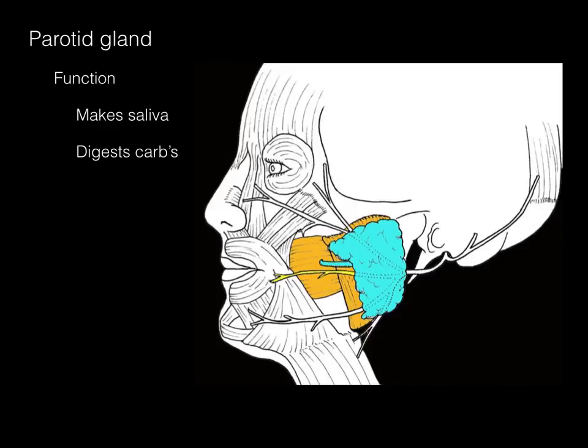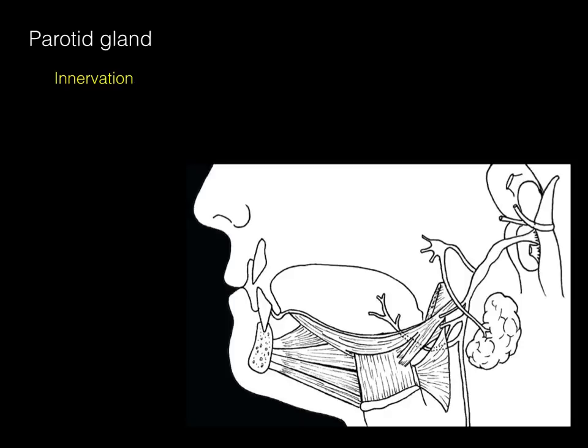What is the parotid gland? When does the parotid gland know when to make saliva? Well, we then have to innervate it.